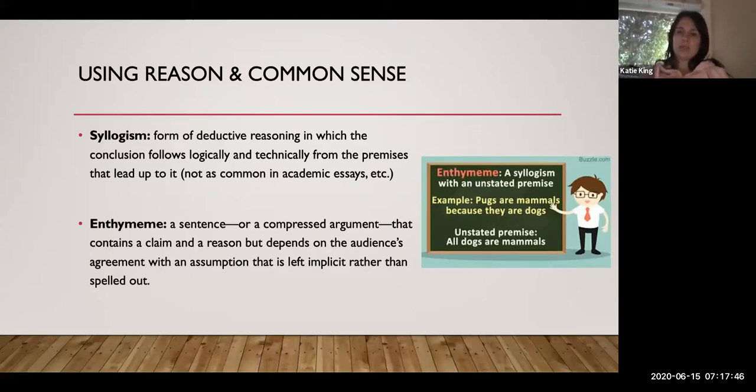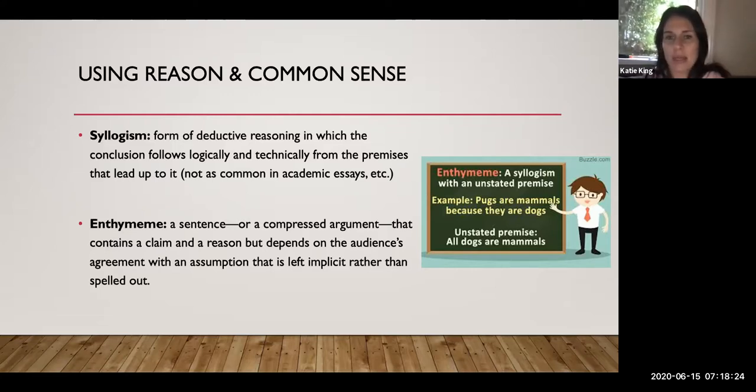So the example you see on the right is, right, that all dogs are mammals, right? Pugs are mammals. If I just said pugs are mammals, we'd probably all go, yeah, of course, right? What's unspoken is that pugs are mammals because they're living creatures with vertebrae that are dogs, you know, and you can go on and on. But most of us know those things, so we don't want to sound redundant, or we don't want to sound too obvious. So we just say pugs are mammals, right?